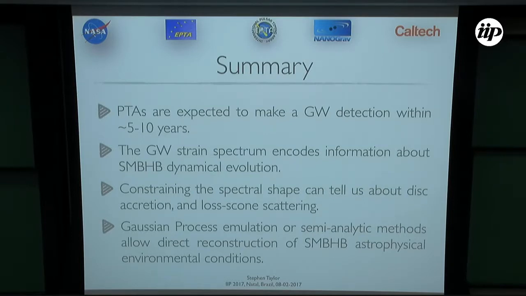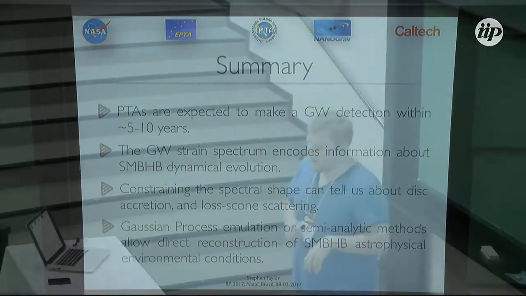I'll also talk about Gaussian process emulation of the strain spectral shape that allows us to probe the environmental conditions of supermassive black hole binaries. And this is going to build on what John was talking about earlier. So the strain spectral shape is something I'm going to focus on throughout the rest of this.